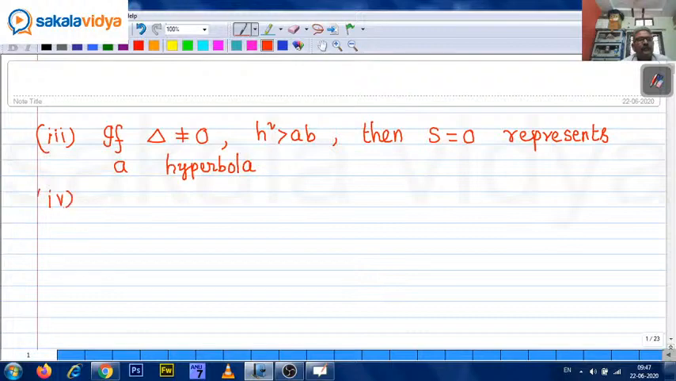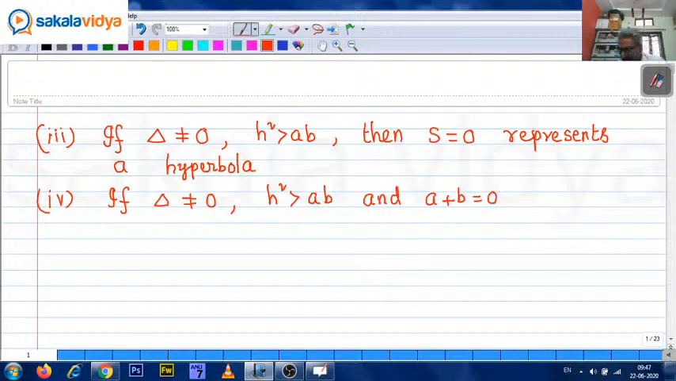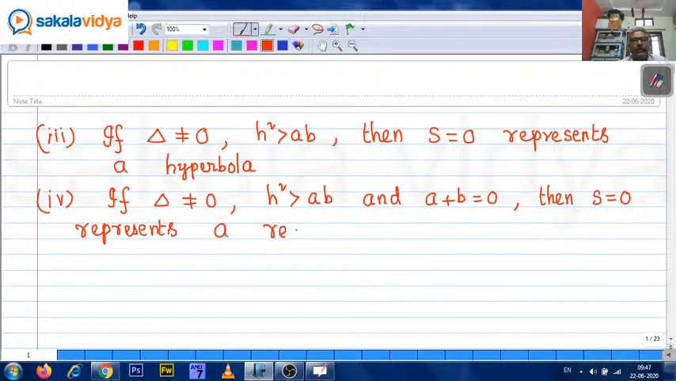The fourth point, if delta does not equal 0, h square greater than ab and a plus b equals 0, so sum of the coefficients of x square and y square equals 0, then S equals 0 represents a rectangular hyperbola.